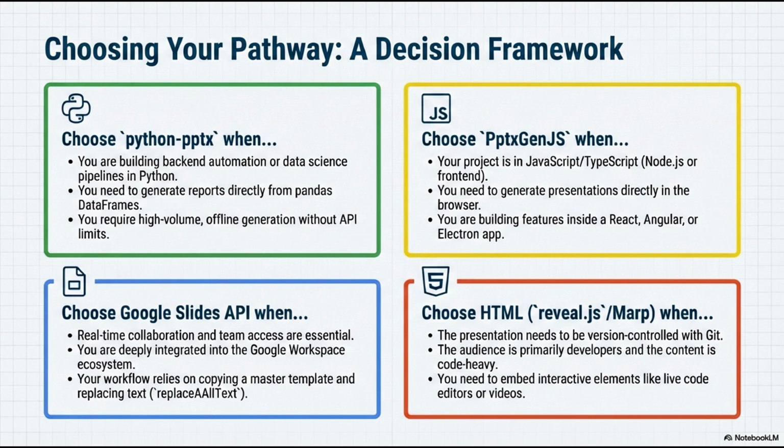First up, Python PPTX. This is your go-to if you're deeply ingrained in Python for back-end automation or data science pipelines. If your requirement is to churn out reports directly from Pandas data frames, or you need high-volume offline generation without any API limits, Python PPTX offers a robust, scalable, and entirely self-contained solution. On the flip side, for our JavaScript and TypeScript developers, we have PPTX.Gen.js.